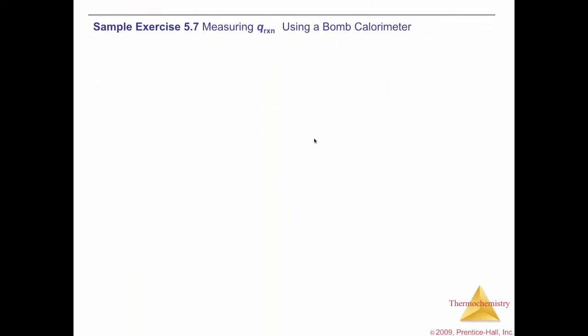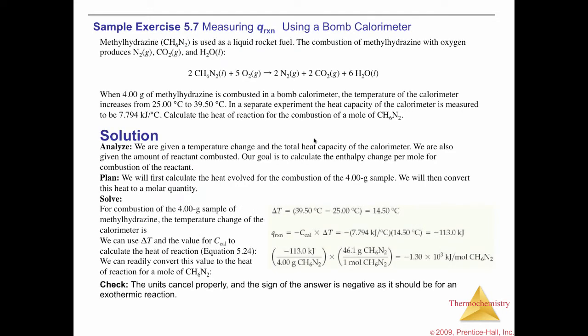Measuring the heat of reaction using a bomb calorimeter. Methyl hydrazine is used as a liquid rocket fuel. The combustion of methyl hydrazine with oxygen produces nitrogen gas, carbon dioxide gas, and liquid water. When 4 grams of methyl hydrazine is combusted in a bomb calorimeter, the temperature of the calorimeter increases from 25 degrees Celsius to 39.50 degrees Celsius. In a separate experiment, the heat capacity of the calorimeter is measured to be 7.794 kilojoules per degree Celsius. Calculate the heat of reaction for the combustion of a mole of methyl hydrazine.